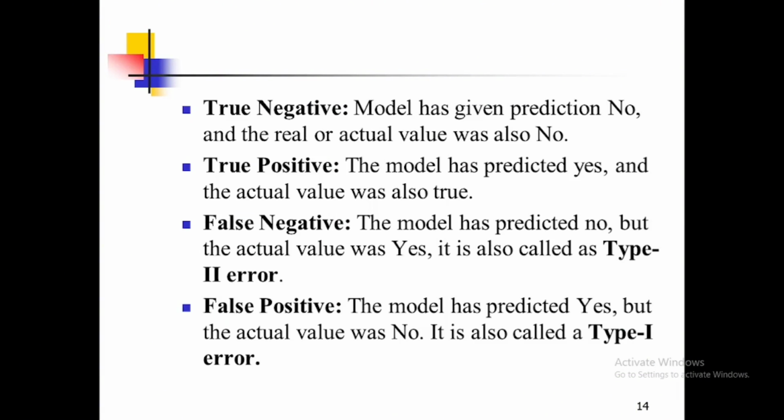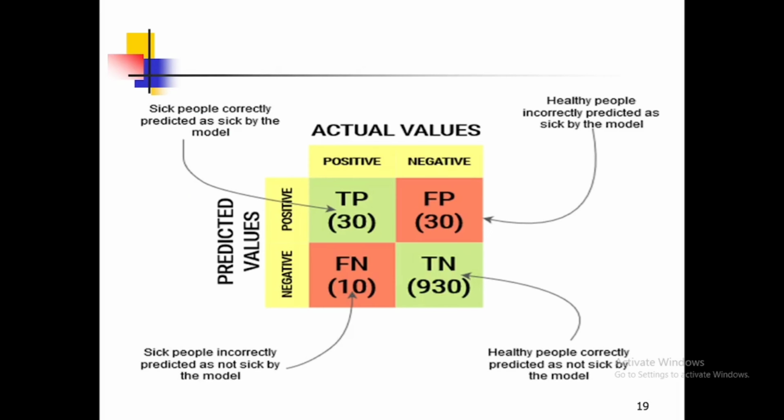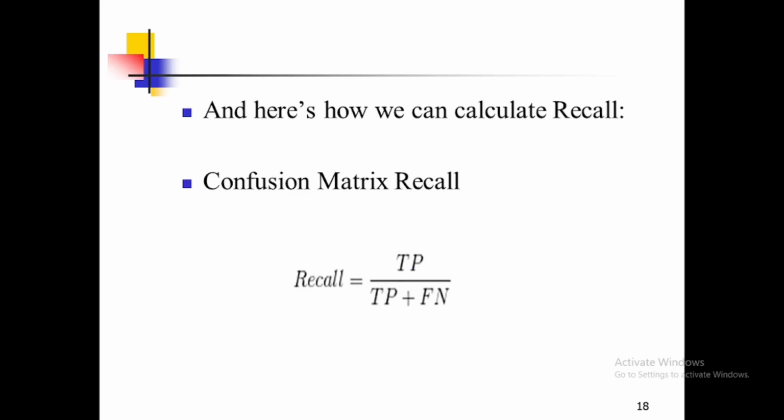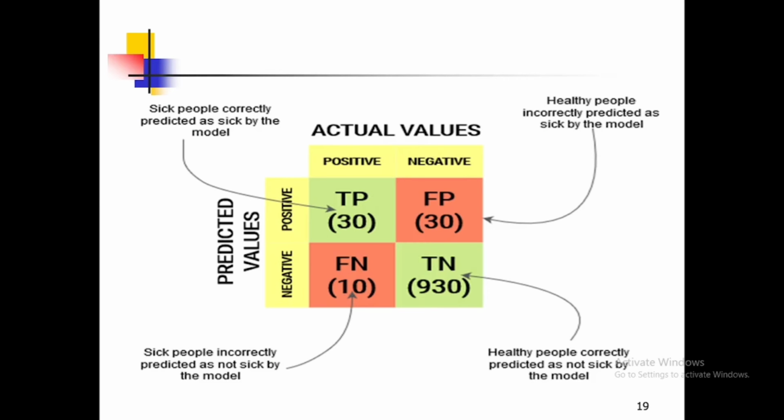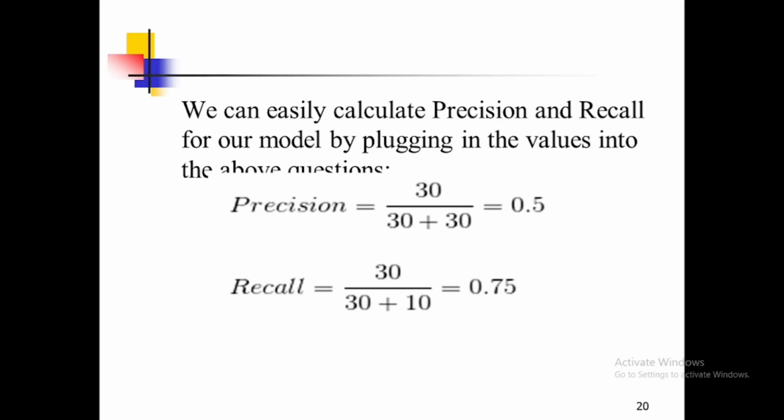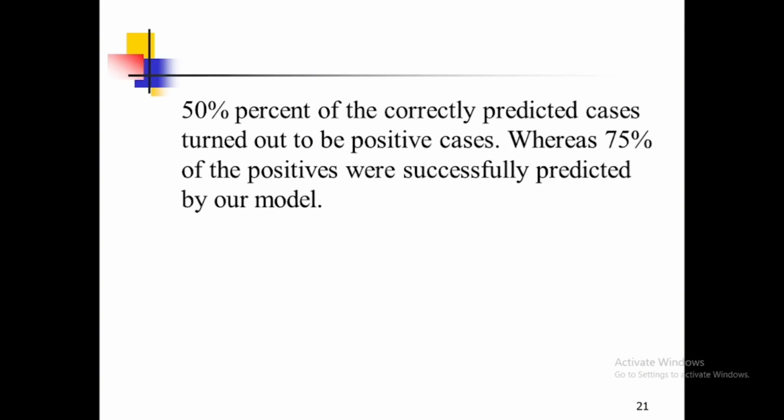So according to the sick patient data set, true positive divided by true positive plus false negative. What is the true positive? 30. And the false negative is 10. So for recall, we substitute into the formula: 30 divided by 30 plus 10, which is equal to 0.75. So 50% of the predicted positive cases turned out to be positive cases, whereas 75% of the actual positives were successfully predicted by our model.